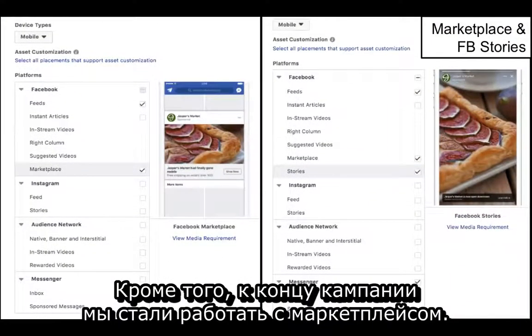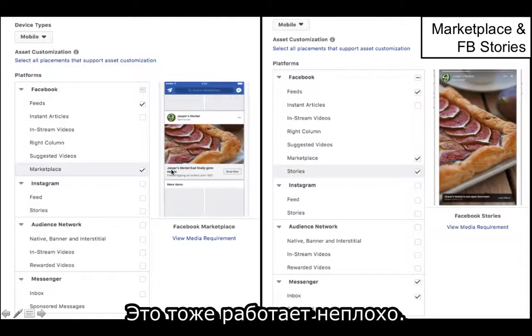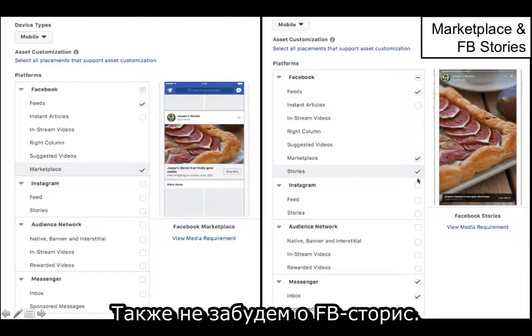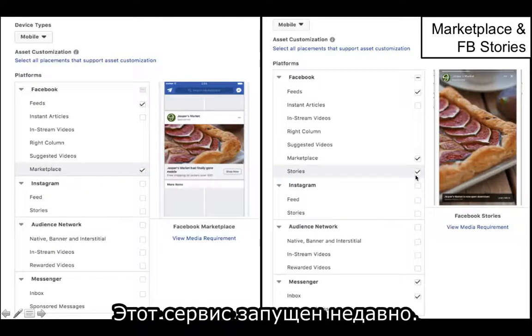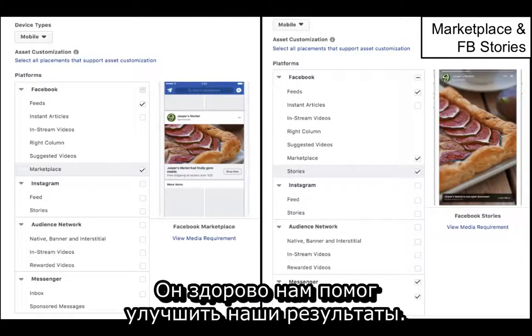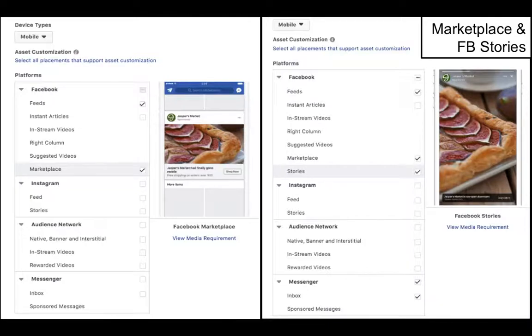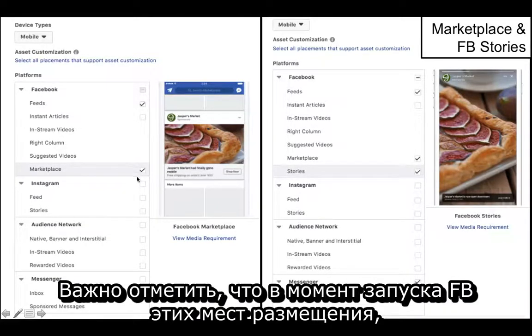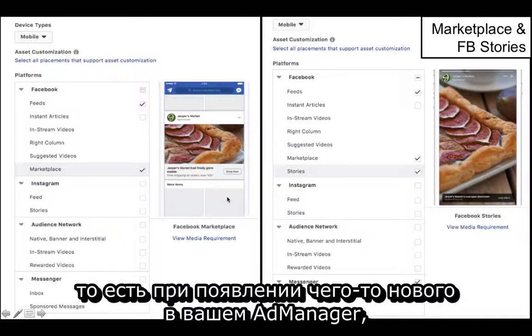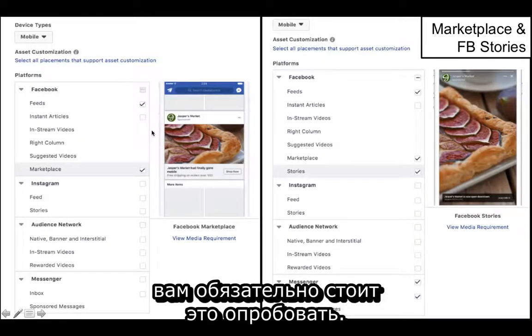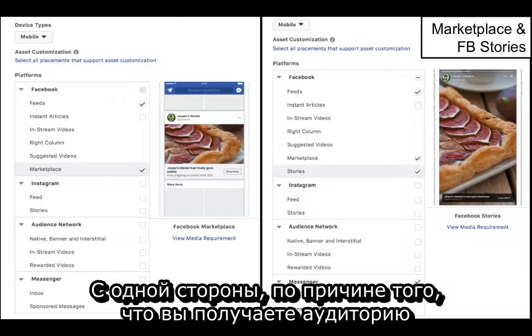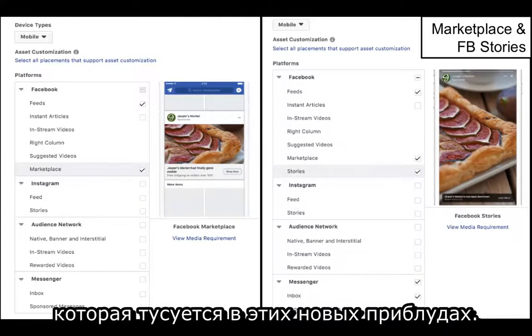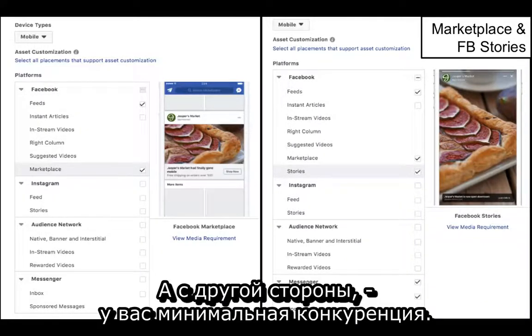Moreover, at the end of the campaign, we also started to play around with Marketplace, and it also worked nicely, plus Facebook Stories. This is something that was recently launched and helped us a lot to get good results. And what's important for you to know: when Facebook launches one of these new placements, whenever there is something completely new in your ad manager, you should always give it a try. Always. On the one hand, because you really benefit people that adopt those new features, and on the other hand, you have less competition.